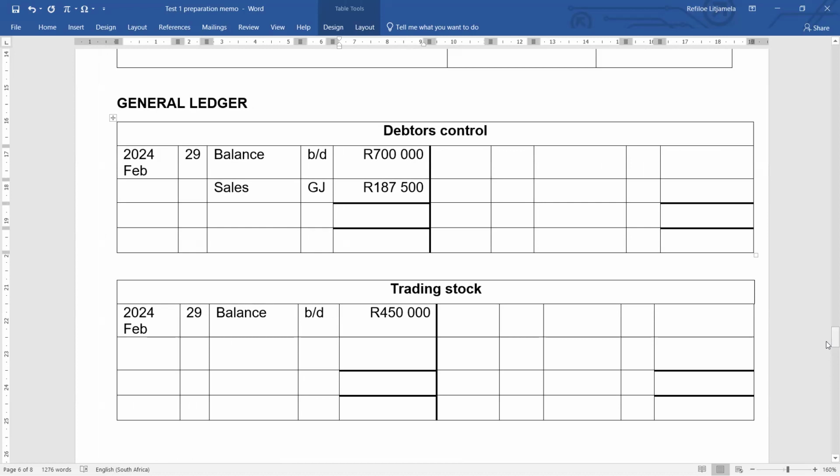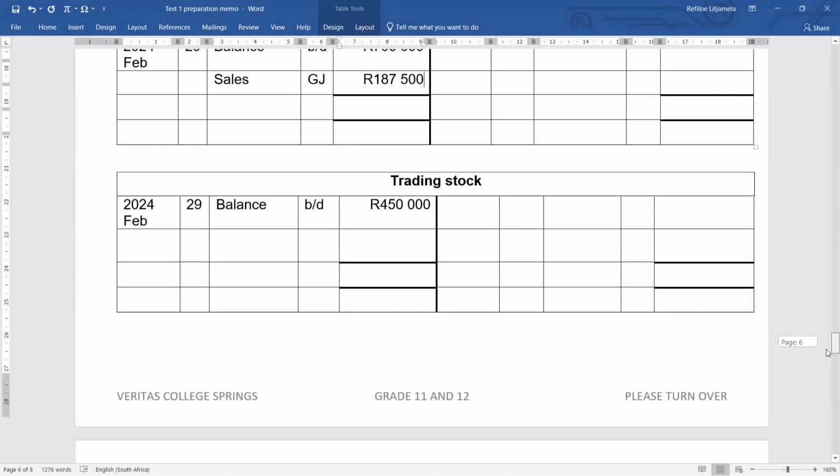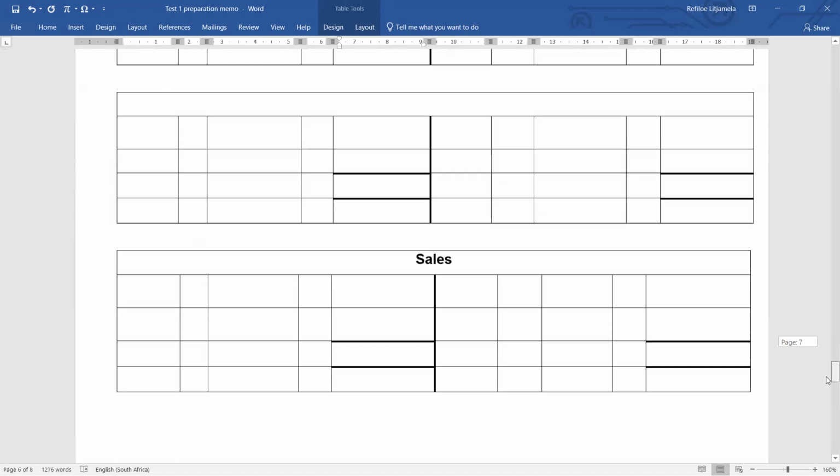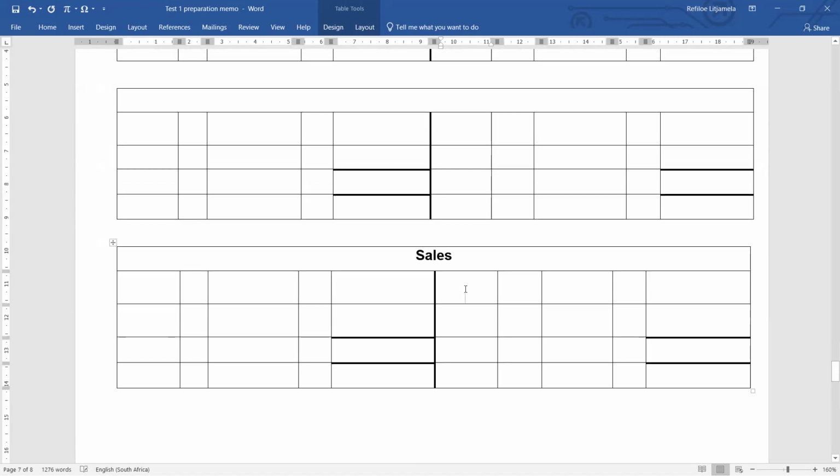Why is debtors control increasing? It's because we sold goods on credit. How do we know we sold goods on credit? Because we issued an invoice. Okay. And that will increase sales. Where's sales here? There it is.